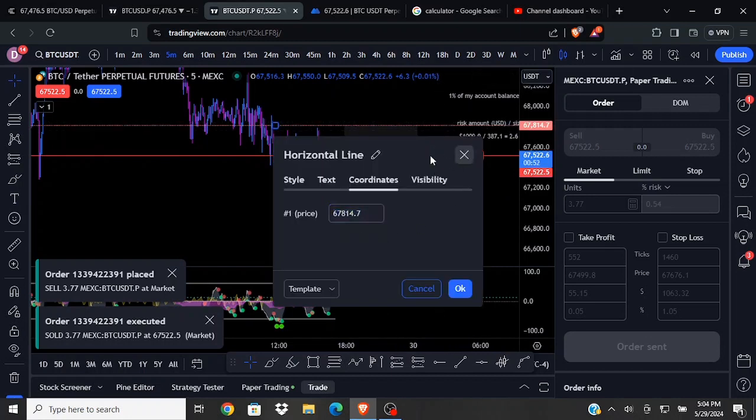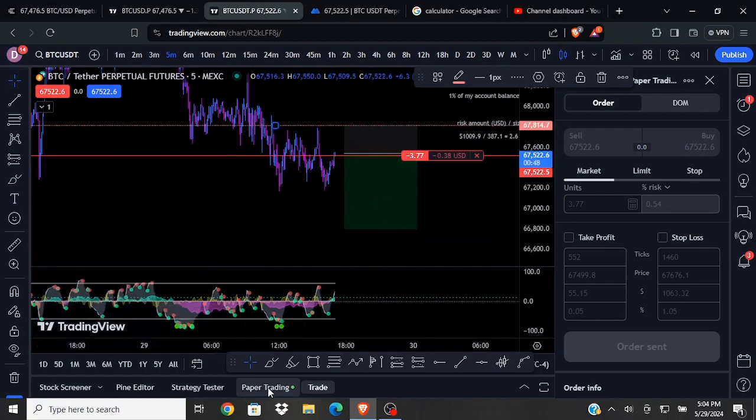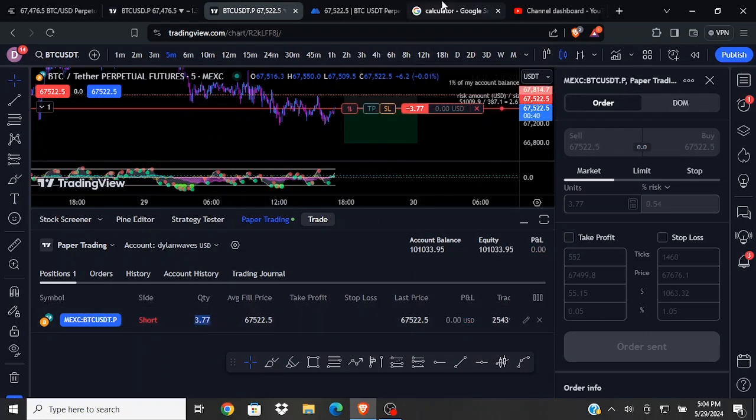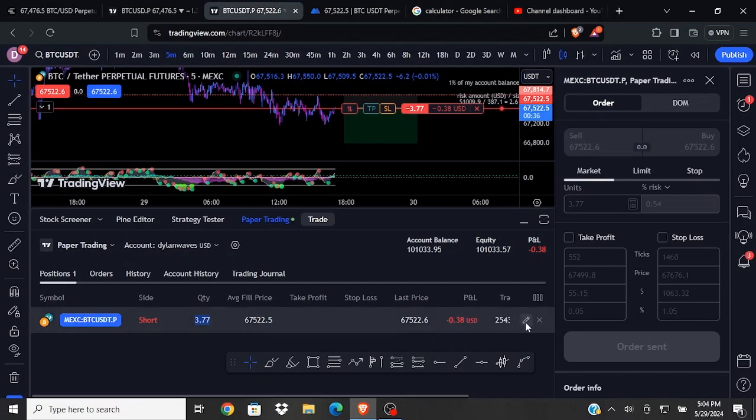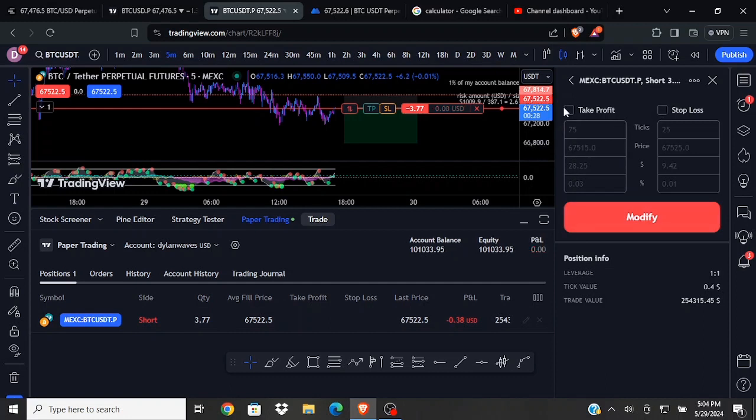So I copy that number right there. That's where I want to put my stop loss. Now I go down to the paper trading panel, and I can manage my order from here. So this is my short that I just opened, 3.77 Bitcoin. That's how much I wanted to put on it. And if I go to this little edit button right here, I think that X closes the trade, so careful not to hit that accidentally, but you hit that little edit button, and it lets you put your stop losses in after the fact. So I can paste my stop loss into there.